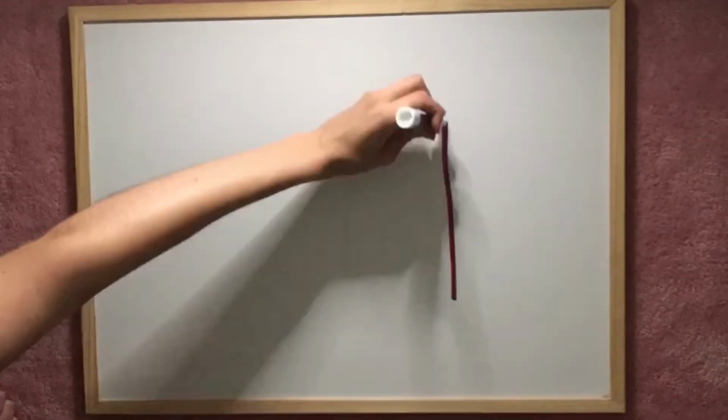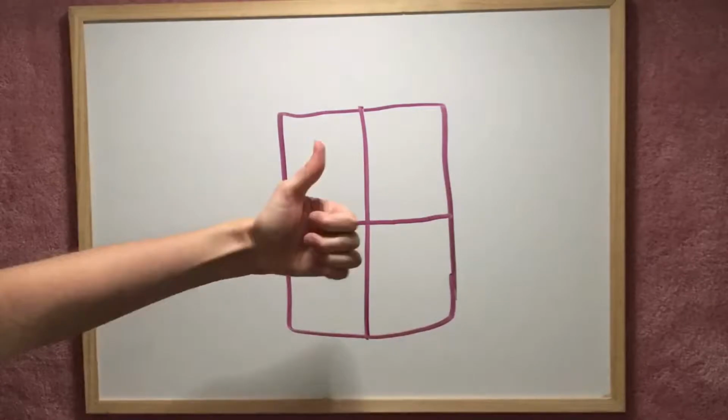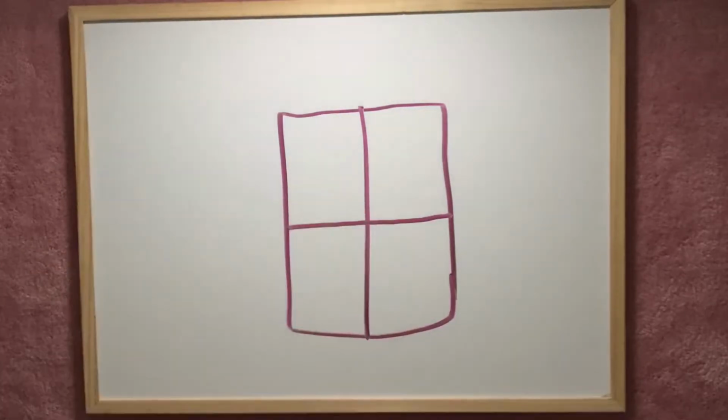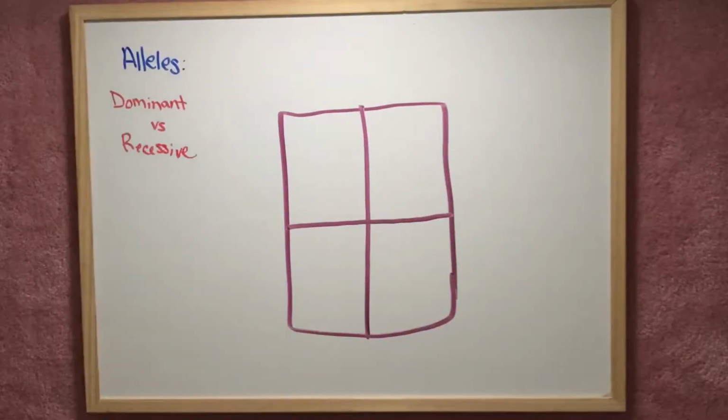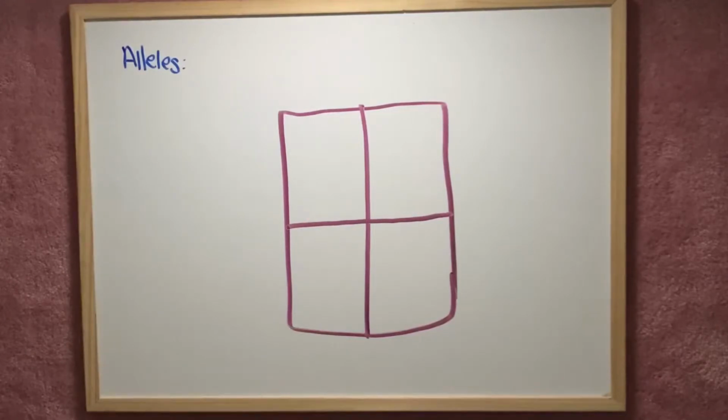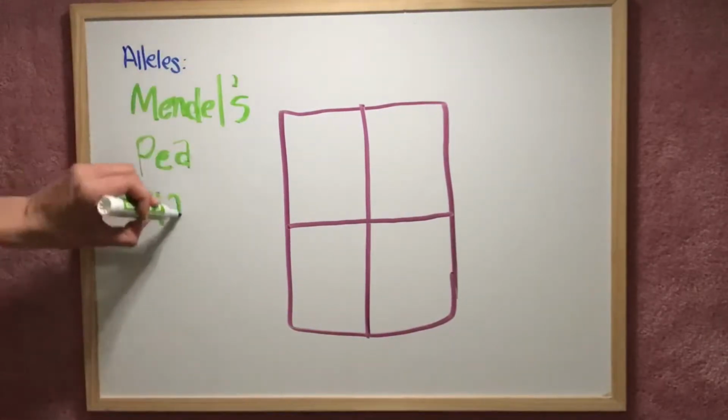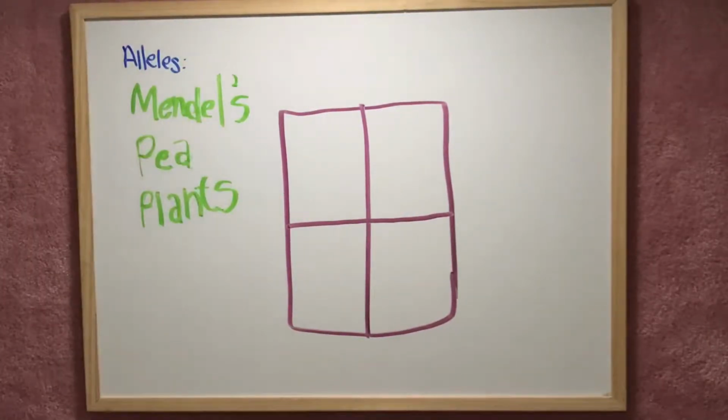Well, I guess that's a good place to start considering that's what we're here for. So let's draw a rectangle and separate it into quarters and then we're done. Actually, just kidding. Now I'm going to write some buzzwords like alleles, and hopefully you'll know what those are before we actually begin this process. So dominant versus recessive and Mendel's pea plants. We'll actually be using those for our first example.